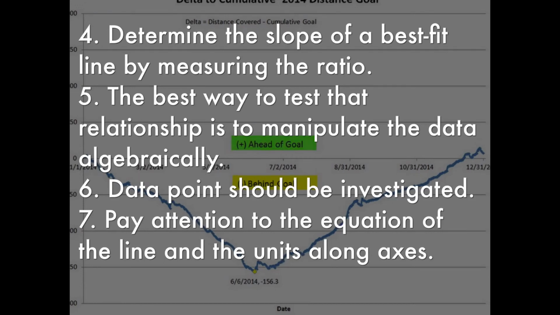Number 5. When a nonlinear relationship is expected between two variables, the best way to test the relationship is to manipulate the data algebraically so that a linear graph is expected. The human eye is a good judge of whether a straight line fits a set of data points. It is not so good at deciding whether a curve is parabolic, or cubic, or exponential.